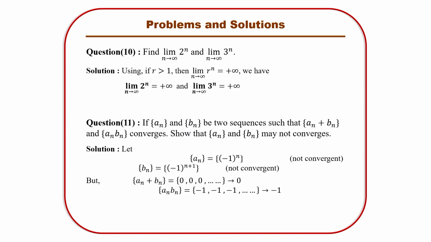Now look at question number 10. So find the limit of 2 to the power n and the limit of 3 to the power n. Use the result for r greater than 1. So both are going to be infinity.